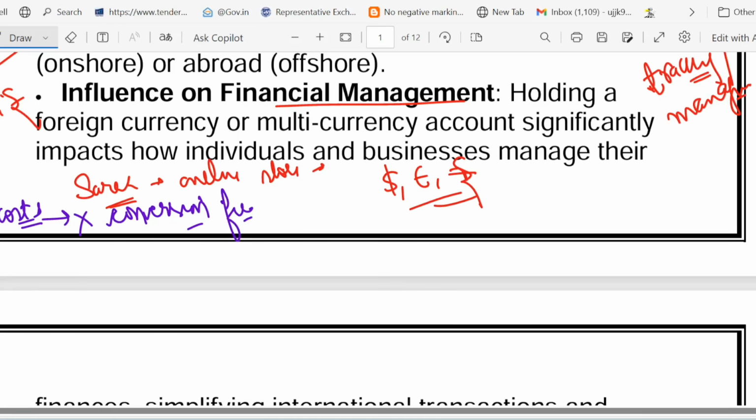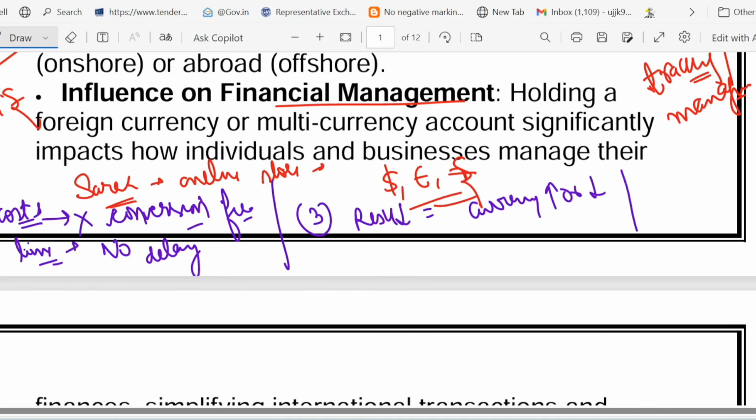Second point I told you that it saves time. Save time means no delay in international payment. No delay in case of international payment. Third point I told you, risk gets reduced. How? Because currency will move up and down, you know it very well. So you can shield yourself from this currency upward and downward movement.